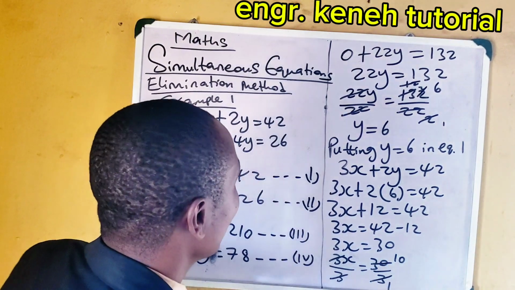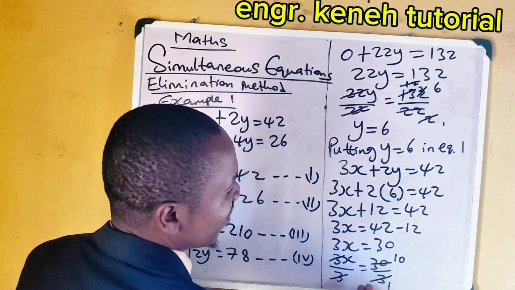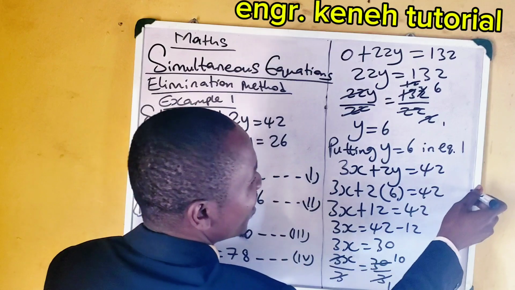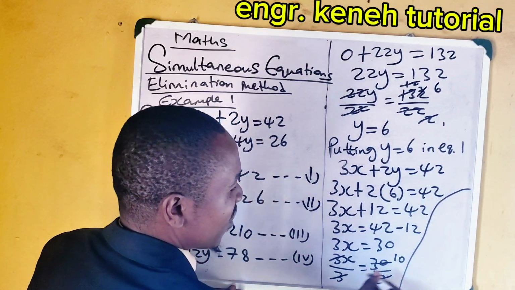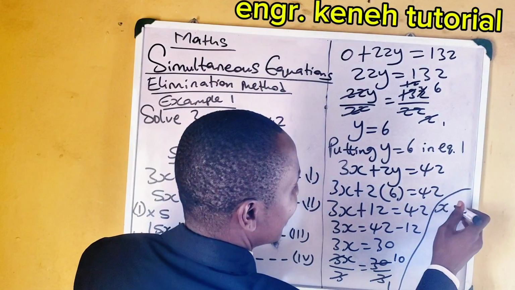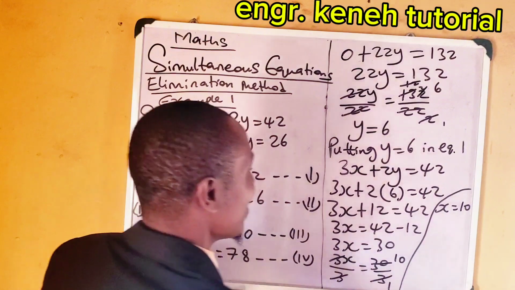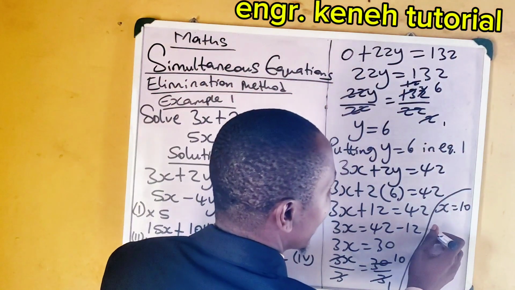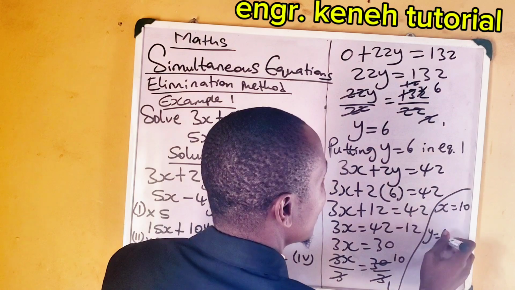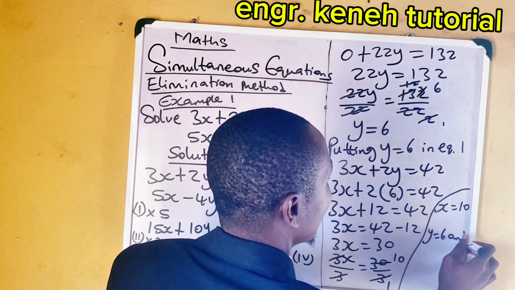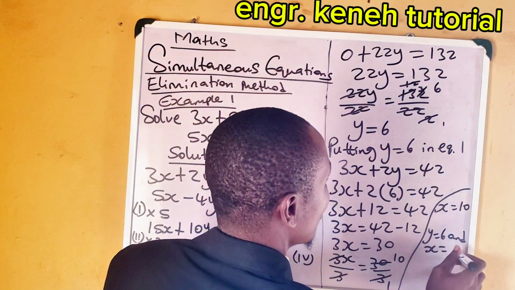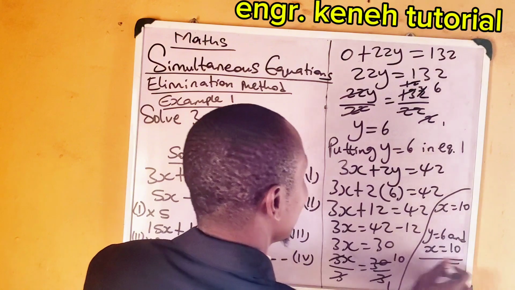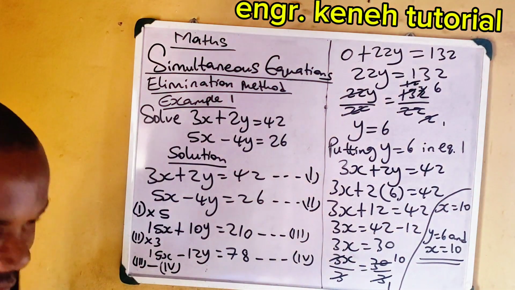Can you see? Alright, so I don't have much space here. Let me continue over here. So here I have that x is equal to 10. Can you see it? Alright, so this simply means that y is equal to 6 and x is equal to 10.